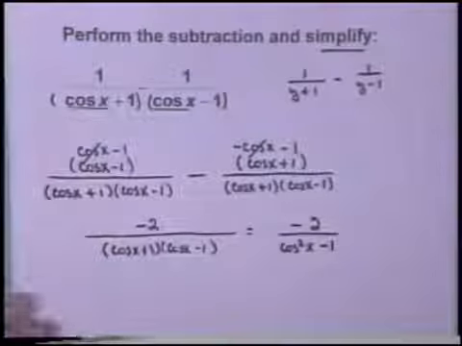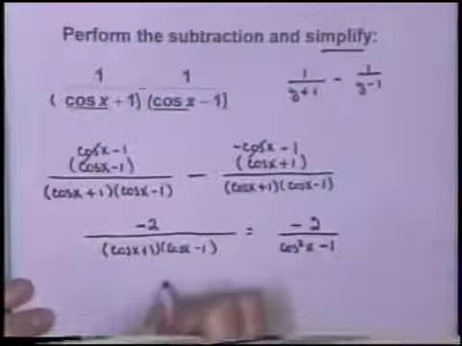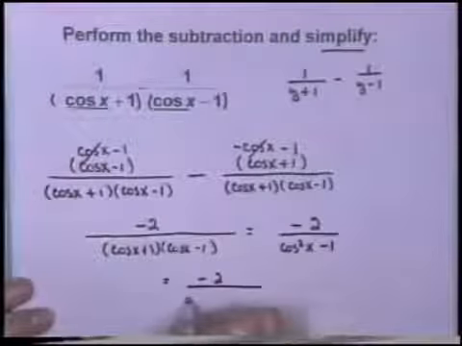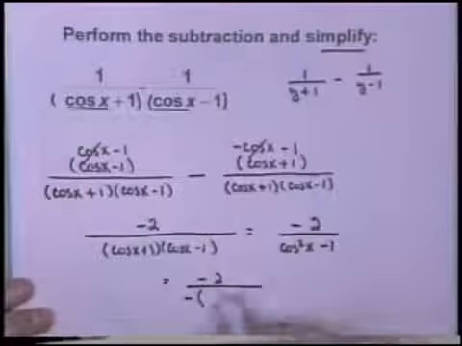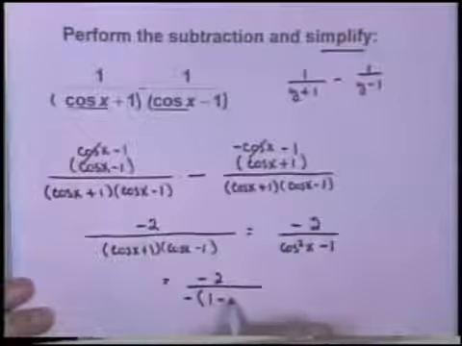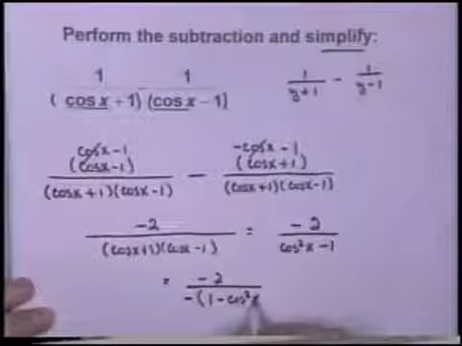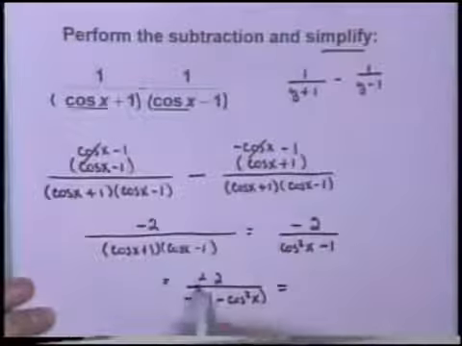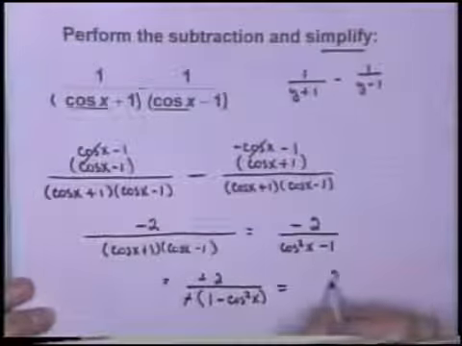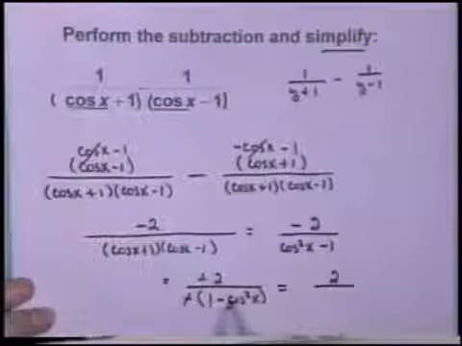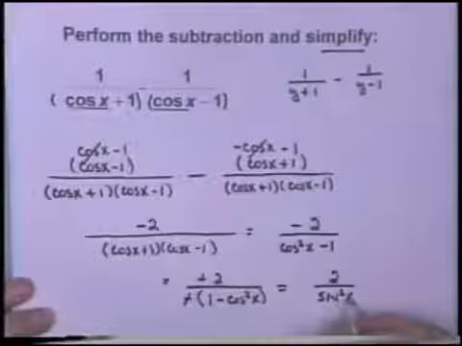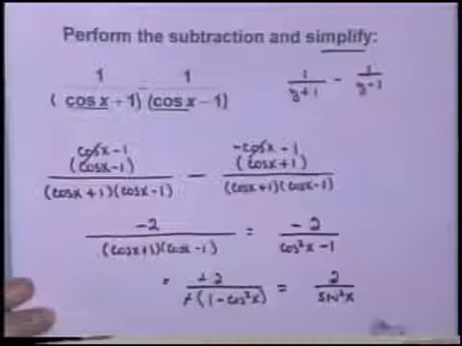So what I'm going to do is factor out a negative 1 down here in the denominator. That will make that a plus 1 and a minus cosine squared x. So notice my negatives cancel. I have a positive 2. 1 minus cosine squared x can be changed to sine squared x.